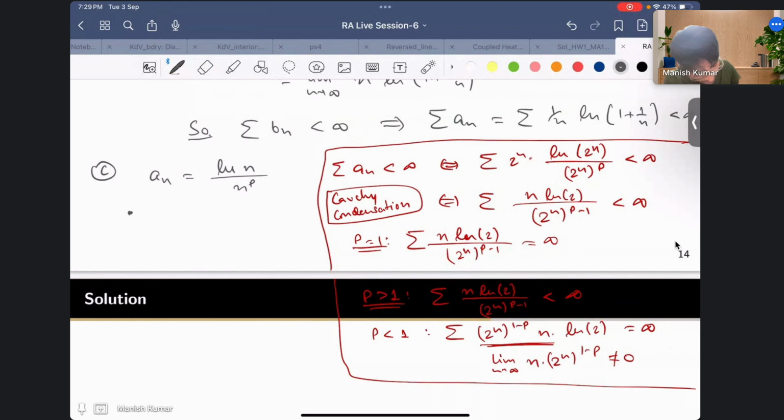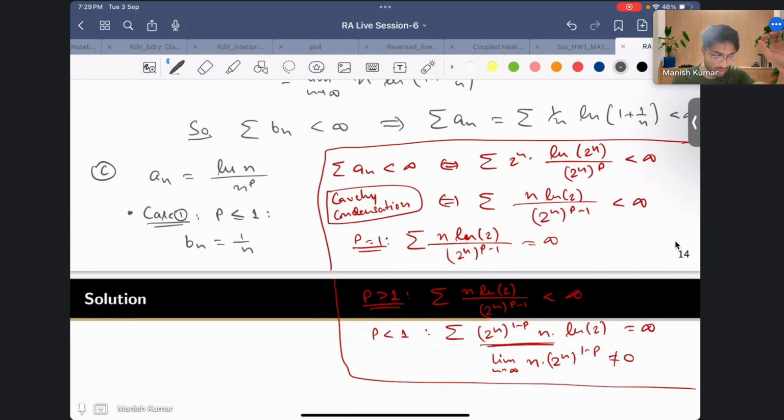Case 1, let's say when p is less than or equal to 1. Although I know that this is going to be divergent, still, for p less than or equal to 1, I am taking this bn to be 1 by n. And why? Just look at p equal to 1.